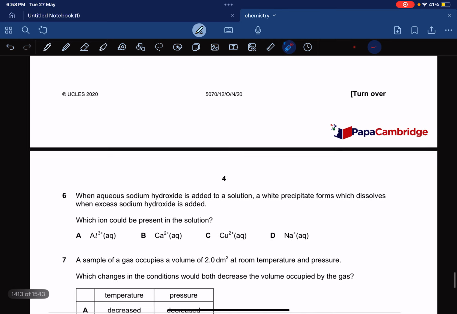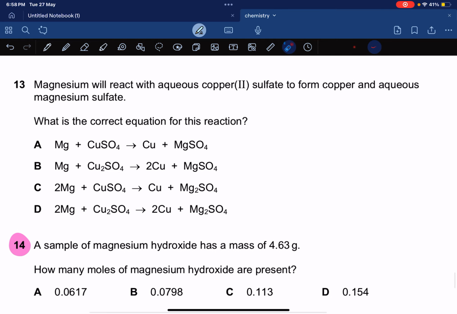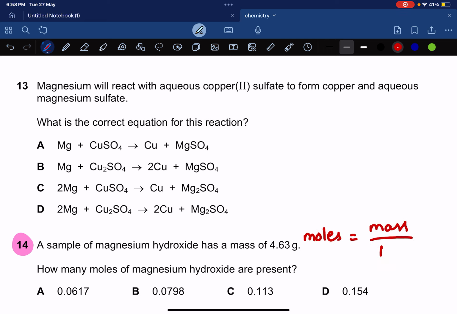Moving on to the next difficult question, which was this one. A sample of magnesium hydroxide has a mass of 4.63 grams. How many moles of magnesium hydroxide are present? Now if we simply think of this question, we know that moles equal mass upon Mr, and mass is 4.63, and Mr we can take of magnesium, and then we can take off hydroxide as OH, and that's going to do the job.